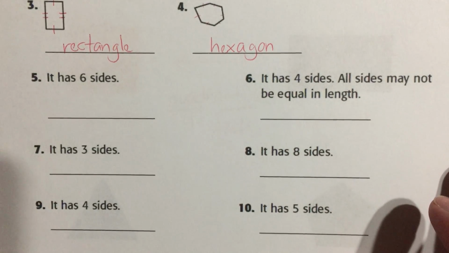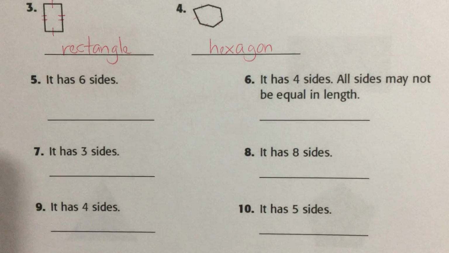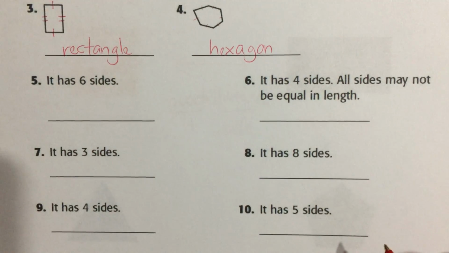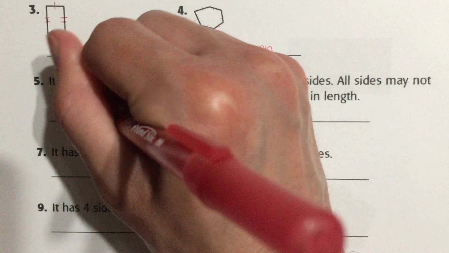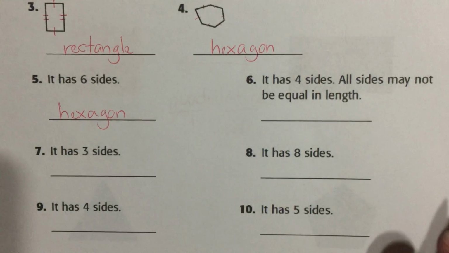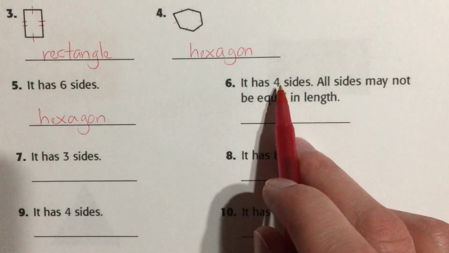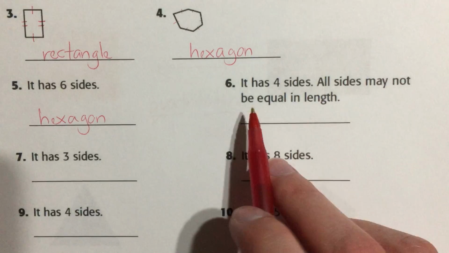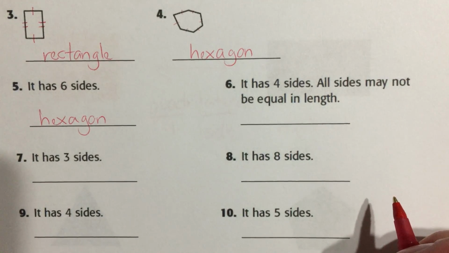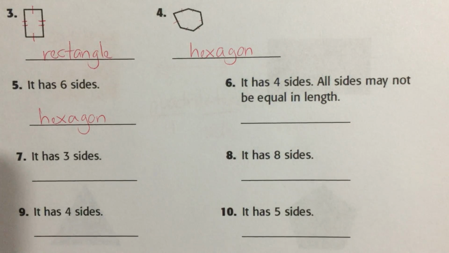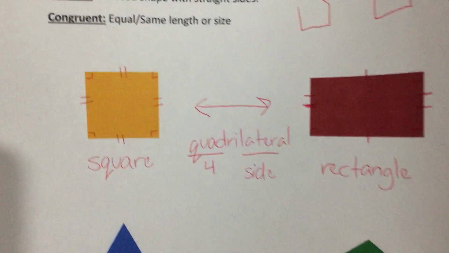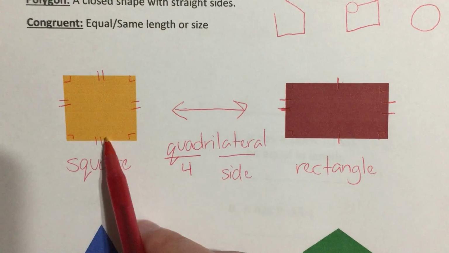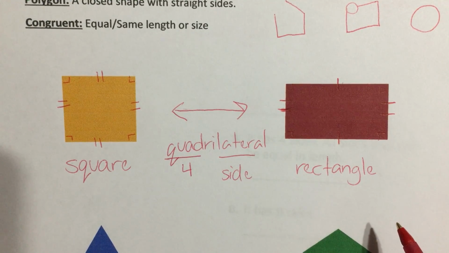Now, we'll move on to these. We don't have pictures, they just describe it to us. Number 5, it has 6 sides. Well, we just did that. 6 sides is a hexagon. Hex meaning 6. Question number 6, it has 4 sides. All sides may not be equal in length. Well, of the shapes that we talked about, we know 2 of them have 4 sides. We've got these 2 right here. Okay, 2 quadrilaterals that we talked about. We have a square, we have a rectangle.